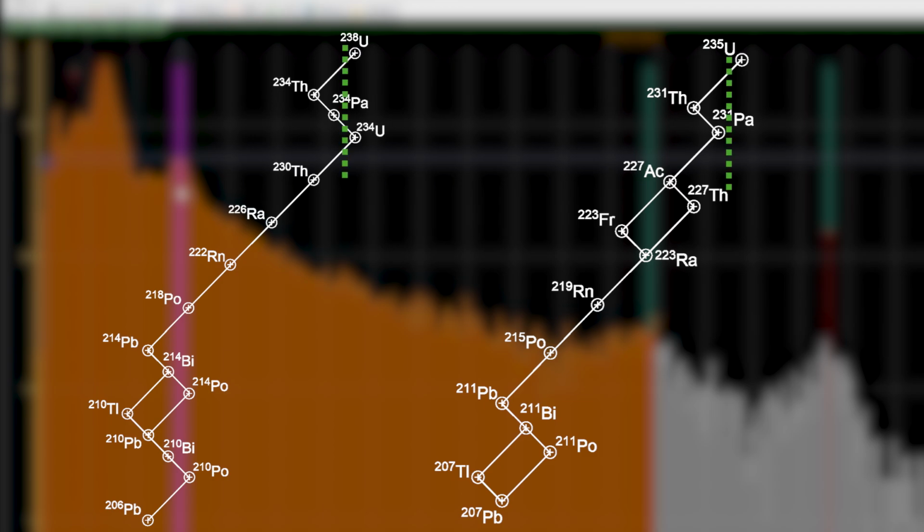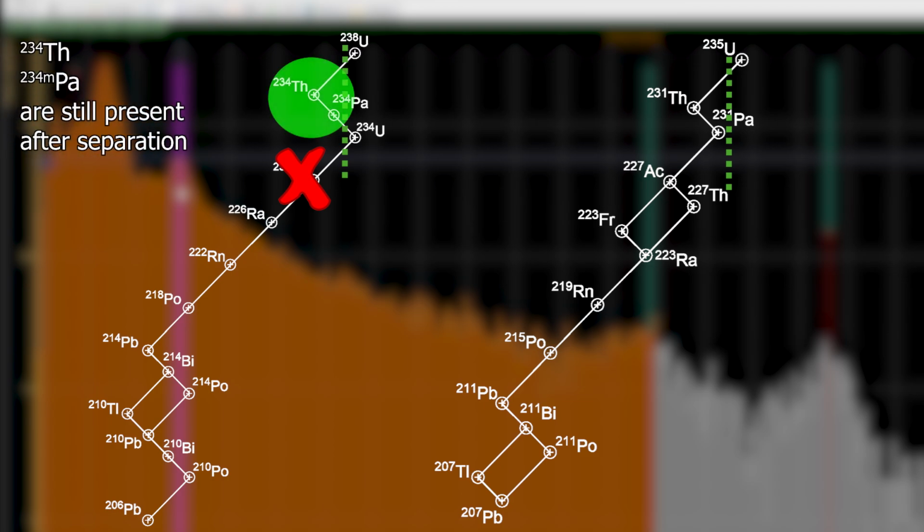And then there is the question of half-life. Because if the subsequent daughters are short-lived enough, they can be produced after separation via decay. This is the case with uranium. Thorium-234 is short-lived, but thorium-230 is not. This means that this part of the decay chain reforms and this one is separated away.